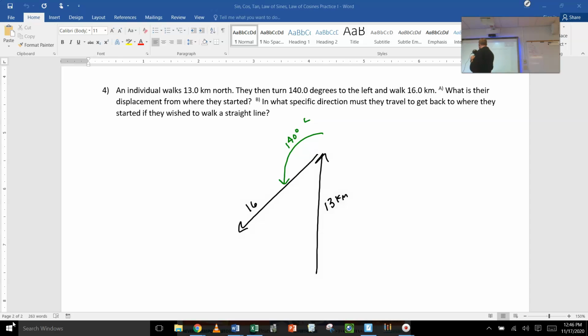See how that's not really quite to scale? Because 16 should be bigger than 13. And this angle right here is 50 degrees, because if that's 140 from north, then that has to be 50. Okay, what's your displacement and in what specific direction?